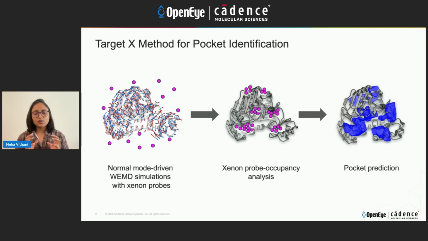For the TargetX method, we start with the apo structure of the protein and determine the most collective protein normal modes that describe global dynamics of a protein. Then we drive weighted ensemble MD simulations for enhanced conformational sampling in the presence of Xenon probes in mixed solvent condition. After running the simulations, we identify high occupancy Xenon binding sites for predicting pockets in a disease target.